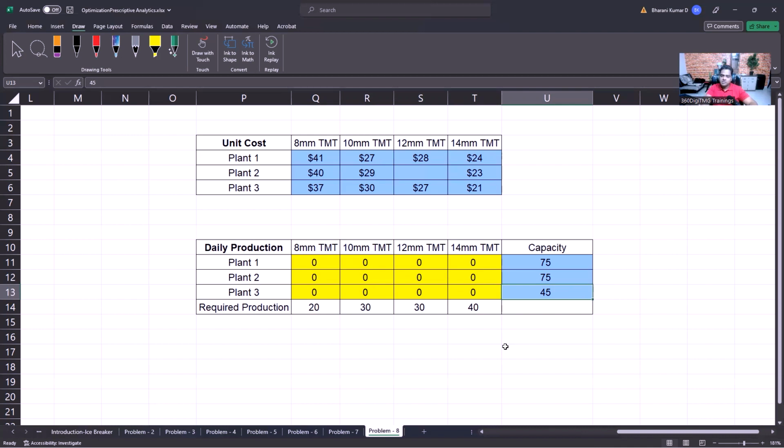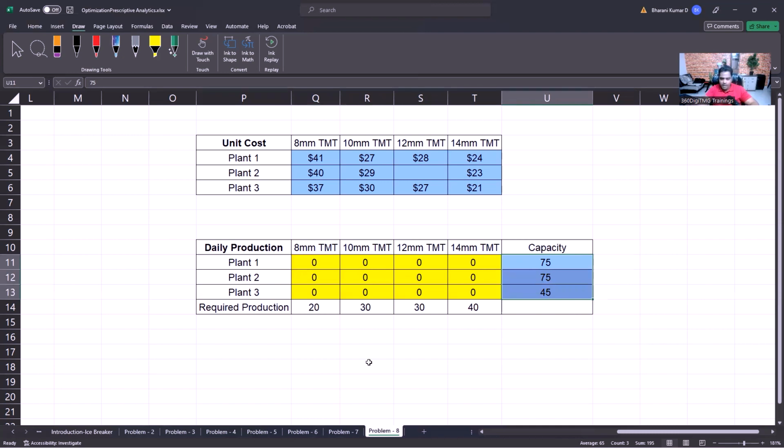Now, this is very important. First let's discuss a scenario where each plant can manufacture multiple products, barring plant 2, which cannot manufacture 12 mm TMT rods. Every other product can be manufactured in every other plant. Here, you have 20, 30, 30, 40, which is 120 as the requirement, but the capacity is 75 plus 75, 150 plus 45 is 195. It's an imbalance scenario that we are dealing with here, correct?